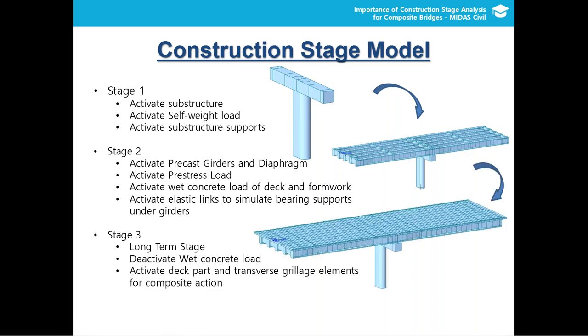Then the third construction stage, which would be our long-term stage, we will activate the slab part, that is the second part of the composite section, together with the transverse elements that would be representing the grillage. And also we would change the boundary conditions of the beams to now fully restrained and deactivate the wet concrete load and activate the superimposed dead loads like the wearing course and the barrier loads. So this is what we can see in a gist.